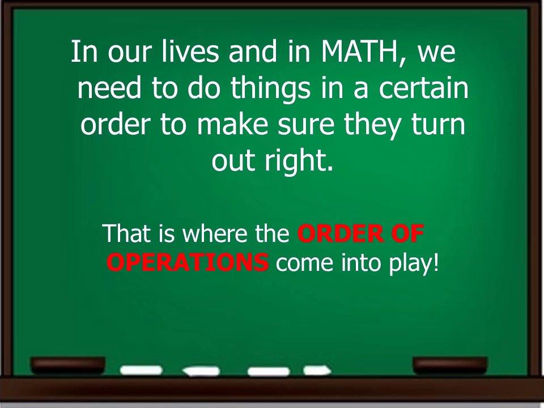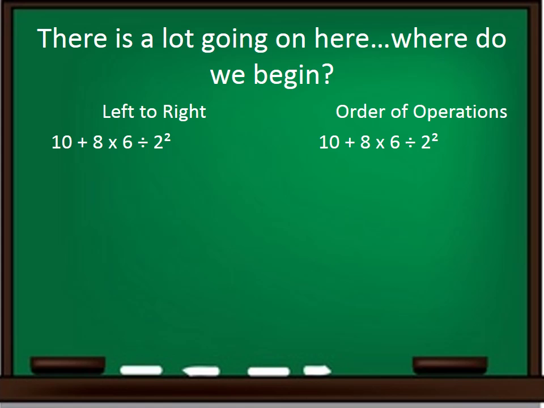So in our lives and in maths, we need to do things in various orders to make sure they turn out the right way, and that's where order of operations comes in. If we look at these two examples on the screen, working from left to right, we start by doing 10 plus 8 first, then times 6, then divided by 2 squared. But with the order of operations, we do it in a completely different order. We start with this term back here, and then worry about these ones in here before we worry about this 10 plus at the start.